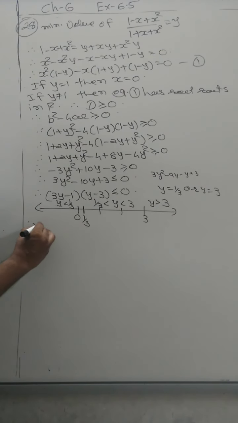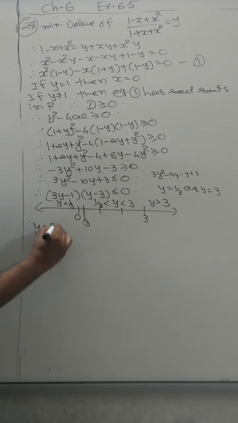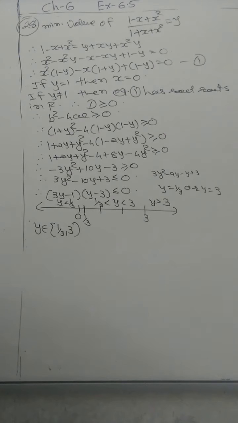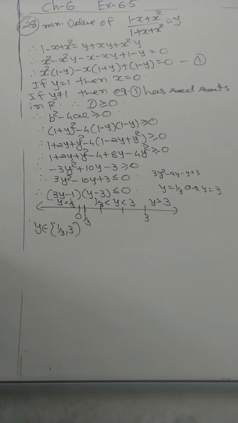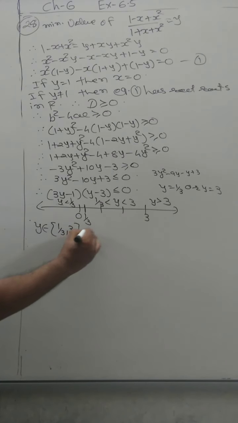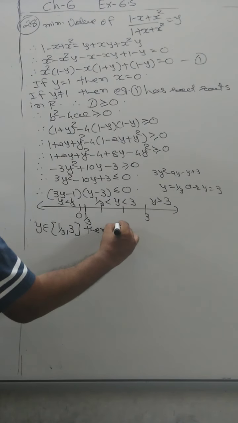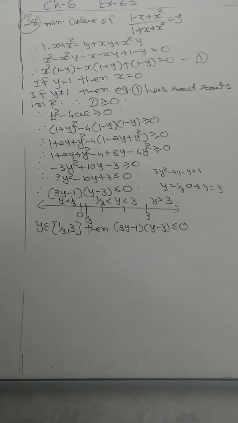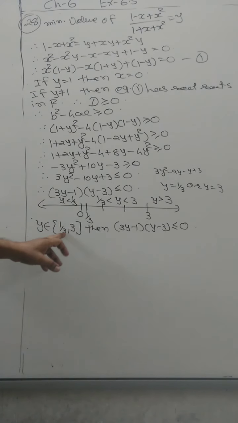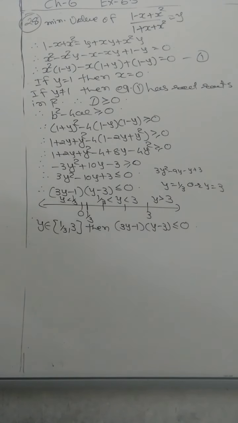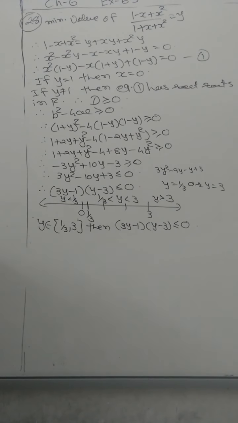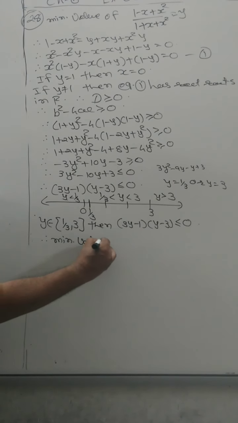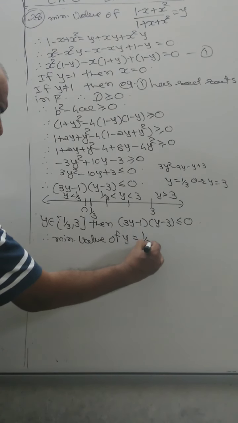So if y belongs to [1/3, 3], then we get (3y - 1)(y - 3) ≤ 0. So therefore we can say that y belongs to [1/3, 3], but the least value or minimum value of y is equal to 1/3.